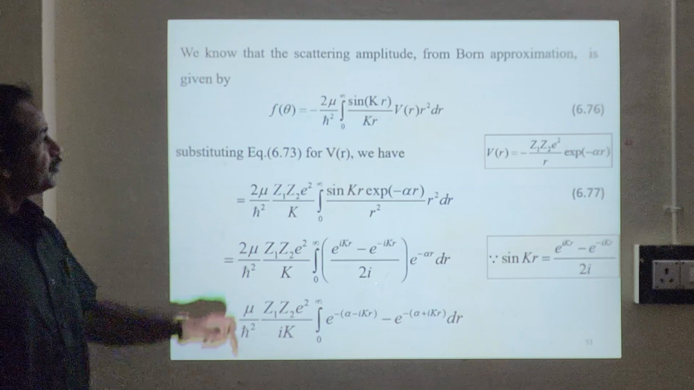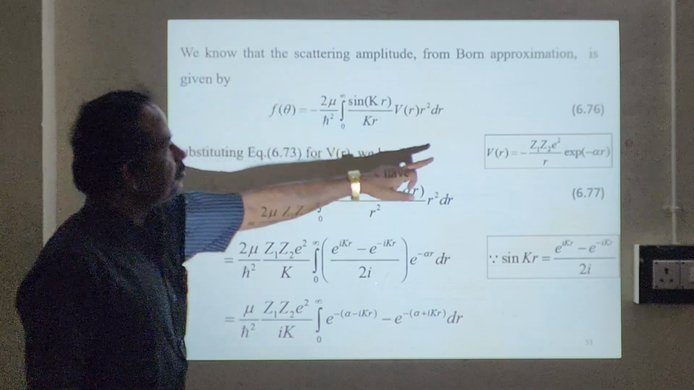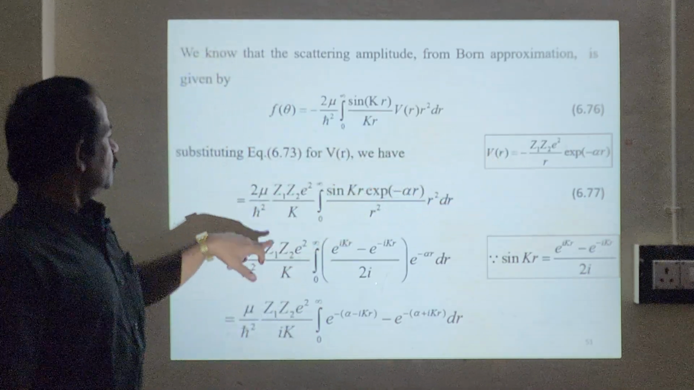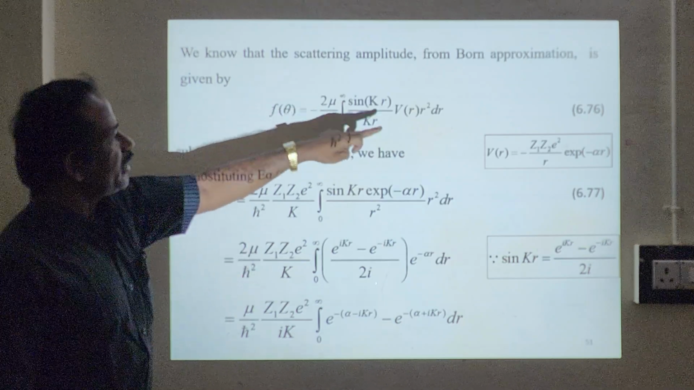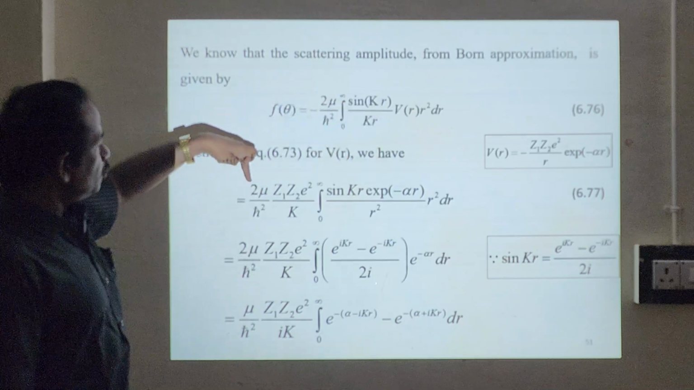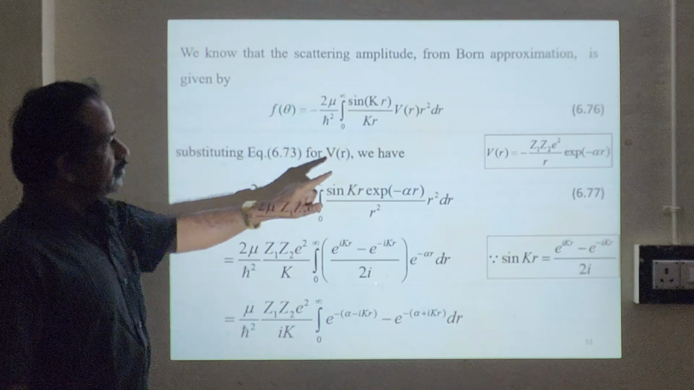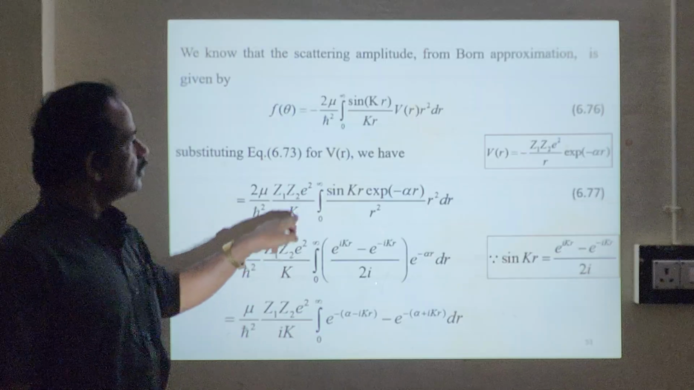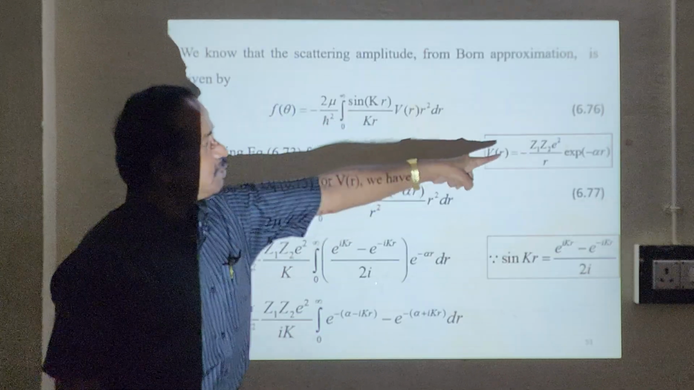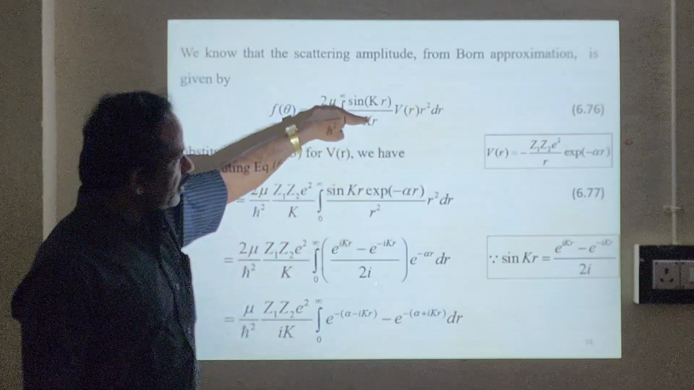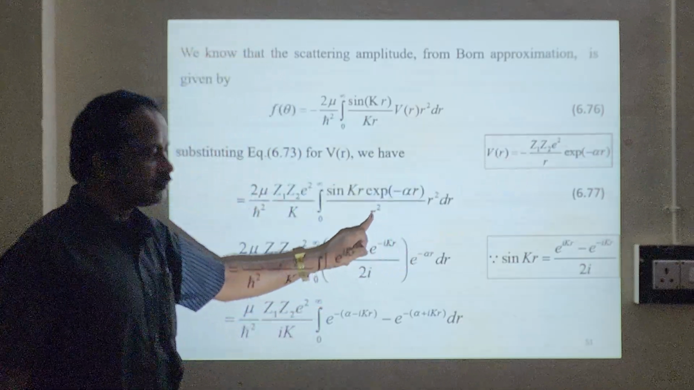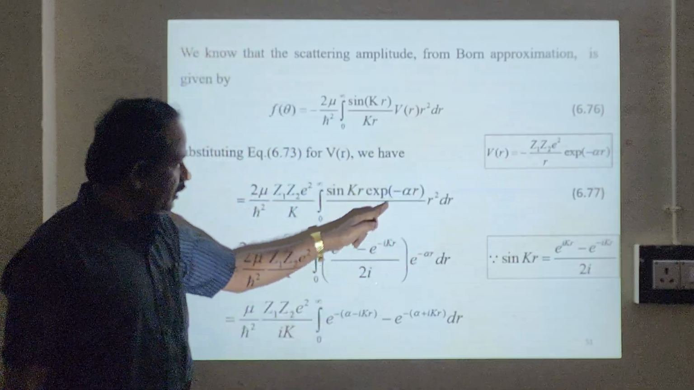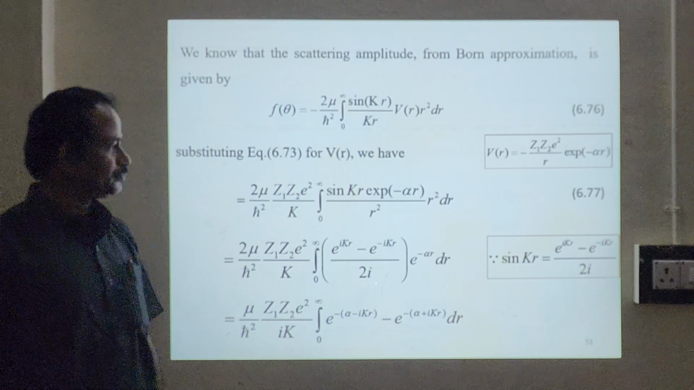You have minus, because minus is here. So minus minus plus, you will have 2 mu by h bar square, z1 z2 e squared. You just pull this k out. You have sin kr e power minus alpha r. Here one r is here, here another r is here, you have r square. This r squared and this r squared will cancel.